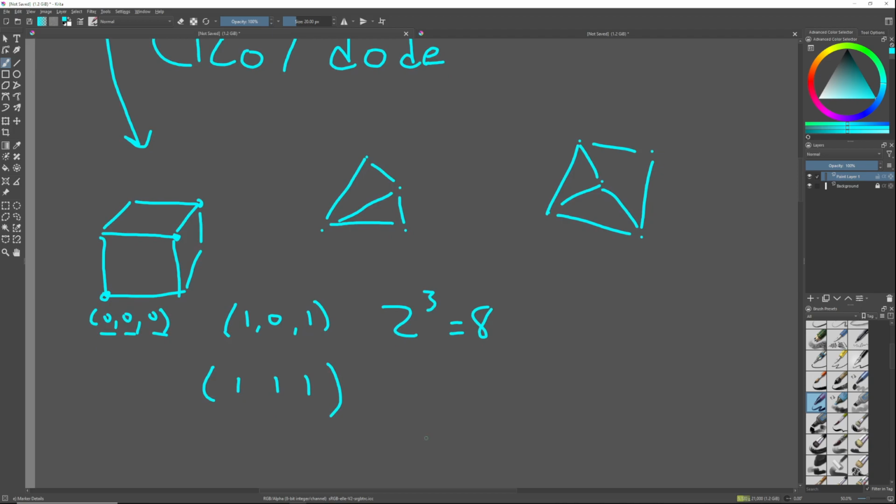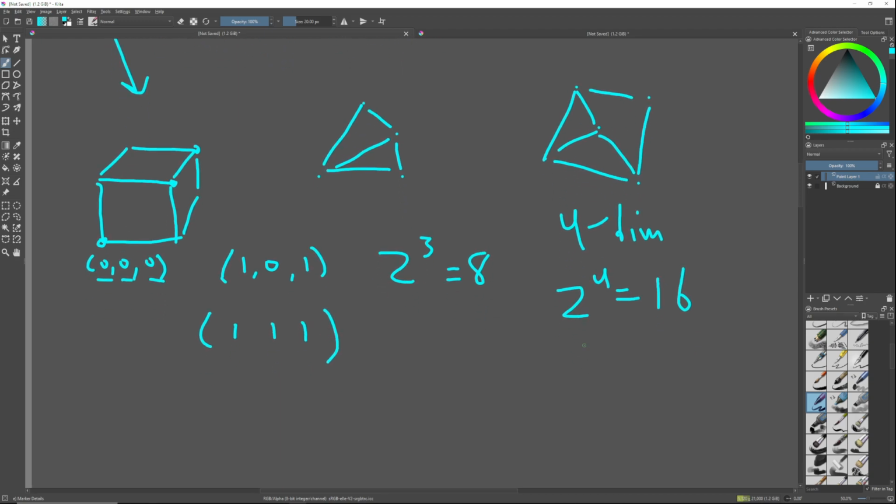And then in 4 dimensions, that pattern resumes. 2 to the 4th equals 16 vertices in 4 dimensions. That's the hypercube or the tesseract. The 4-dimensional hypercube, also called the tesseract.